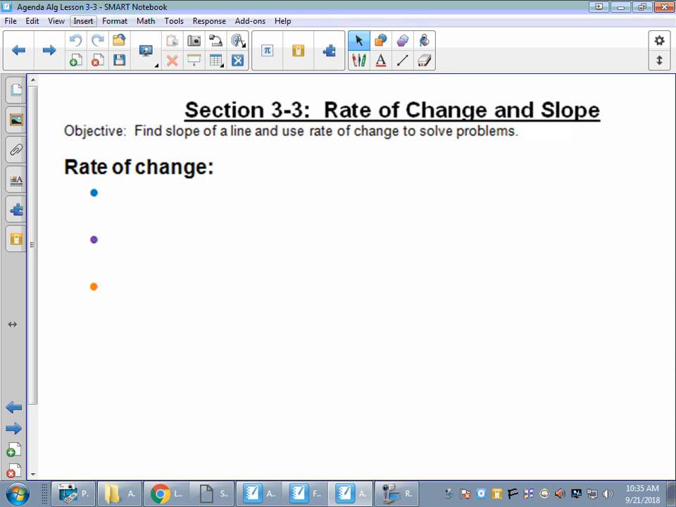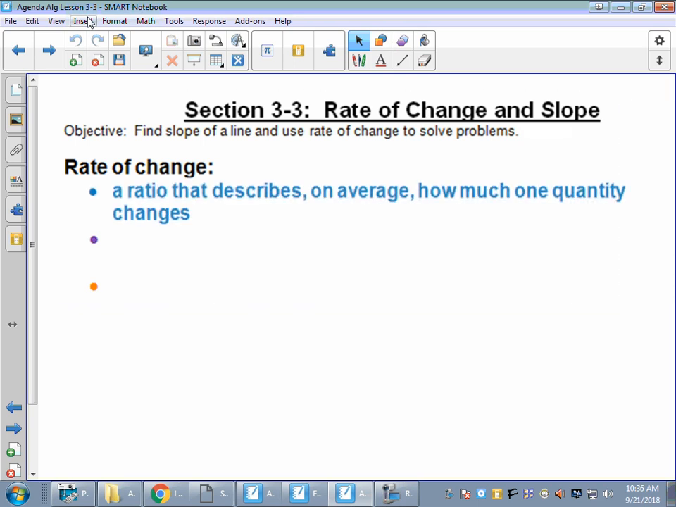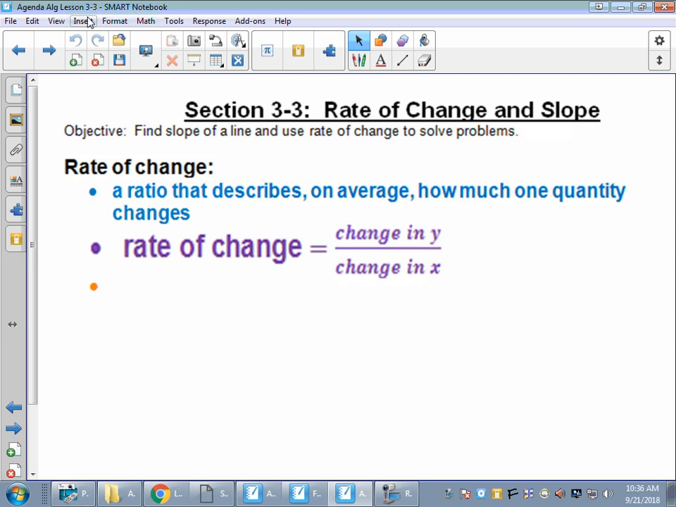So let's talk about what rate of change is. It's a ratio that describes, on average, how much one quantity changes. So when we think about rate of change, we say that's the change in y over the change in x. Our y's move up and down, our x's move left and right, and we look at how they change in that order. The change in y is the numerator, the change in x is the denominator.